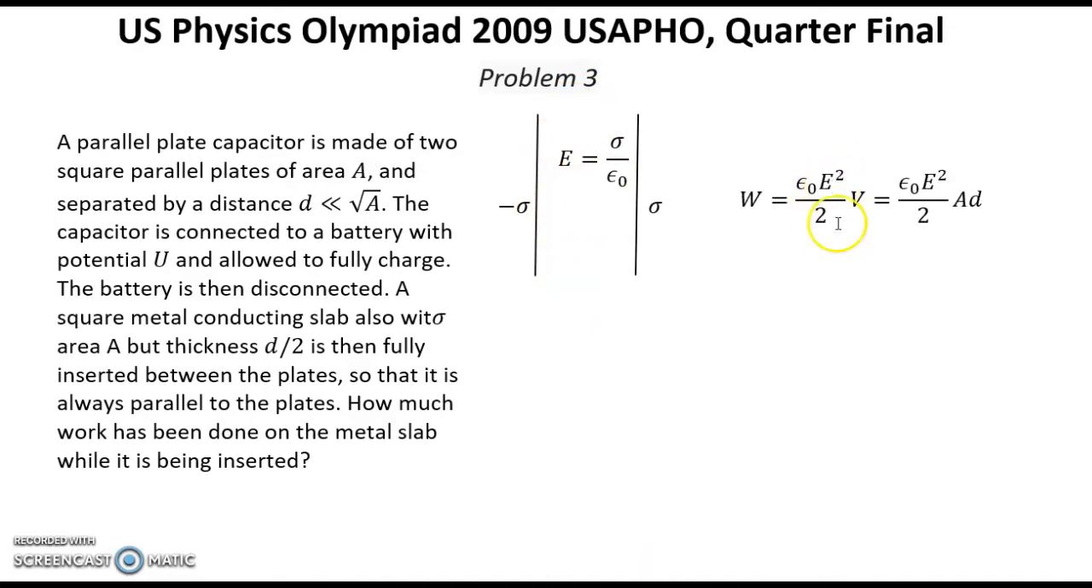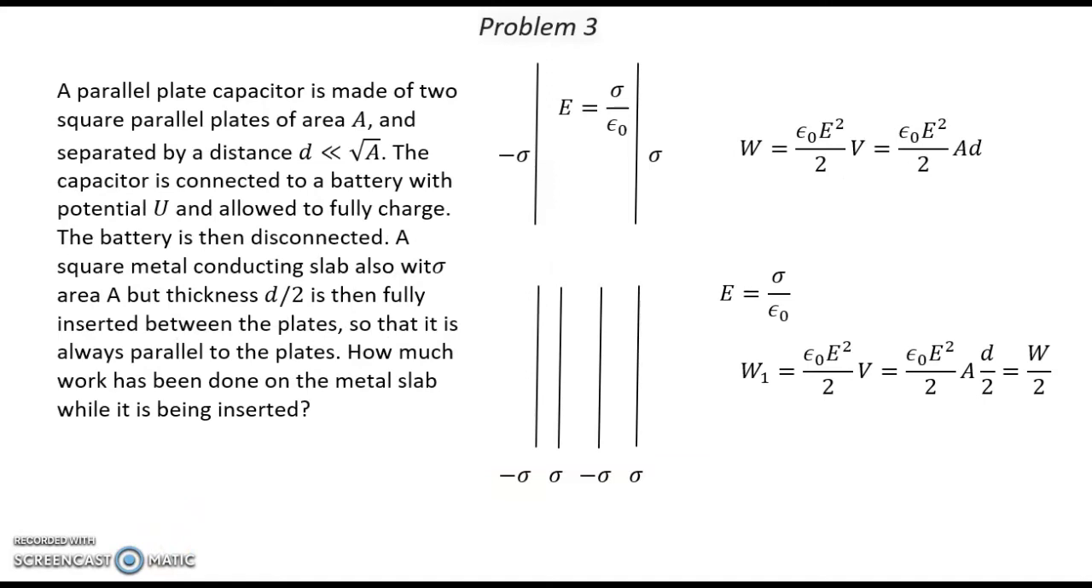Epsilon 0 E squared over 2, that's the volume density of the electric field. We multiply it by volume, and this is the result. Now let's insert our metal square conductor slab, and we have the next picture. When we insert this metal slab, inside of this slab the electric field is 0.